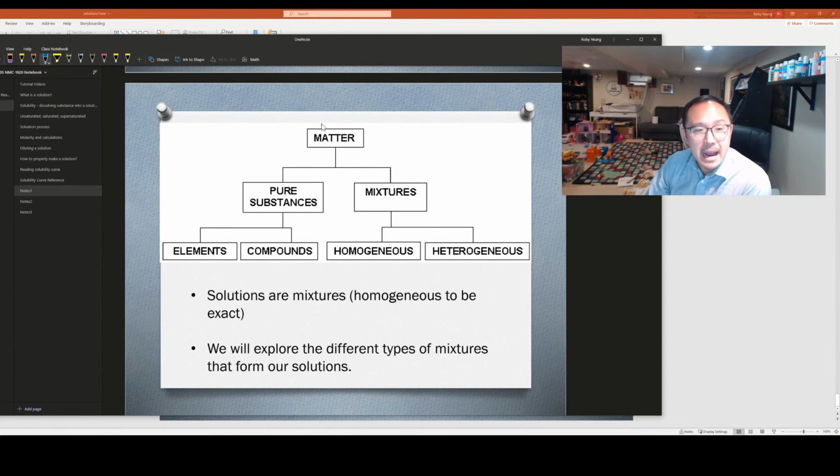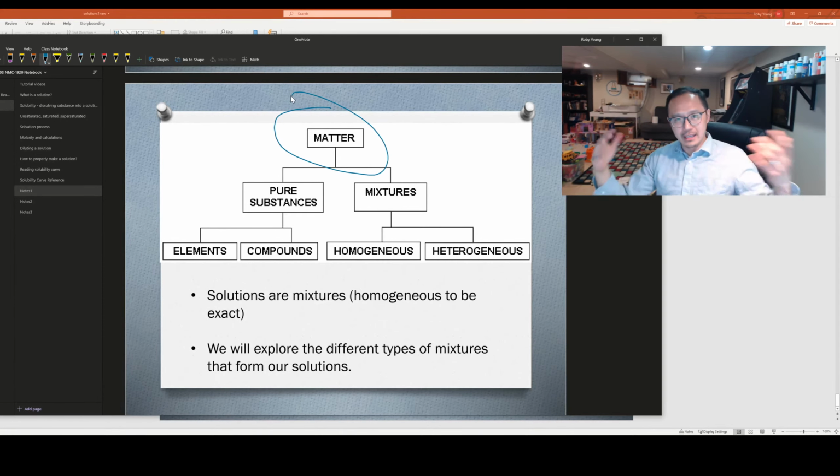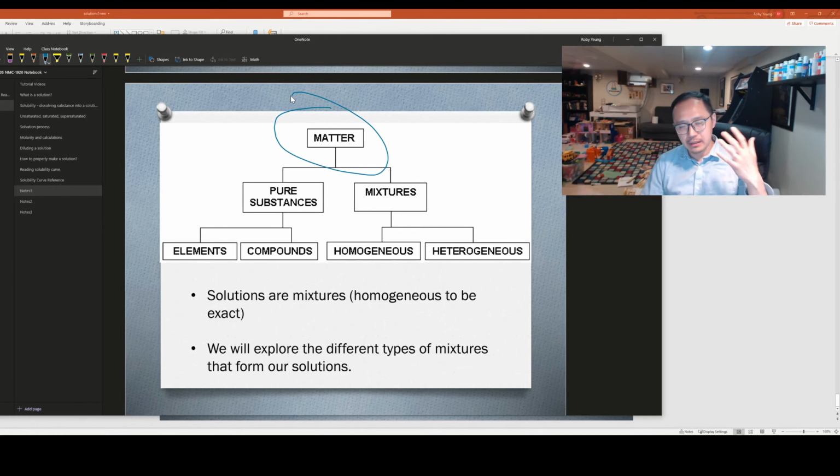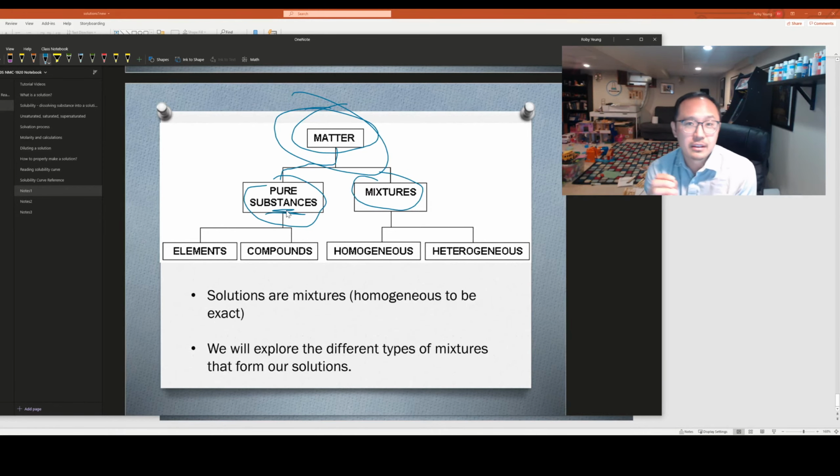When we think about matter, this is anything that exists, anything that we can touch and feel, and that can be branched off into pure substances and mixtures. Pure substances are the stuff you find on your periodic table. If you find a gold ring in your mom's jewelry box, gold is an element. That's a pure substance.